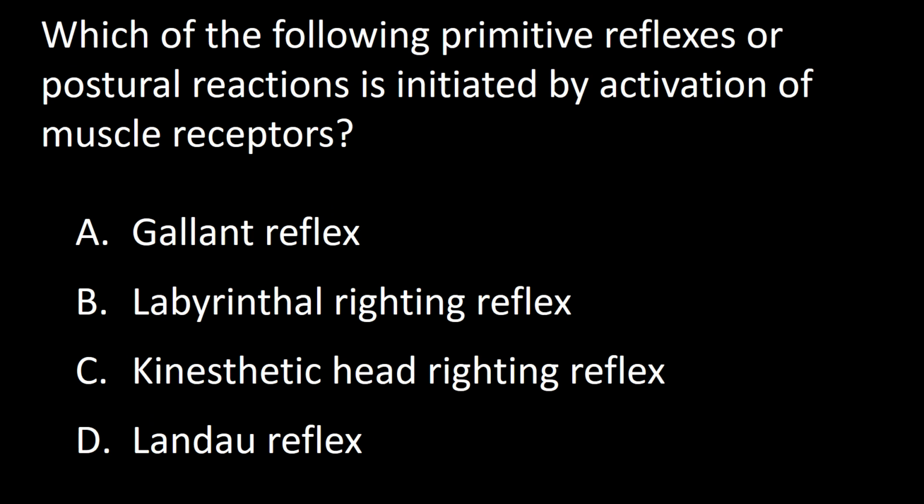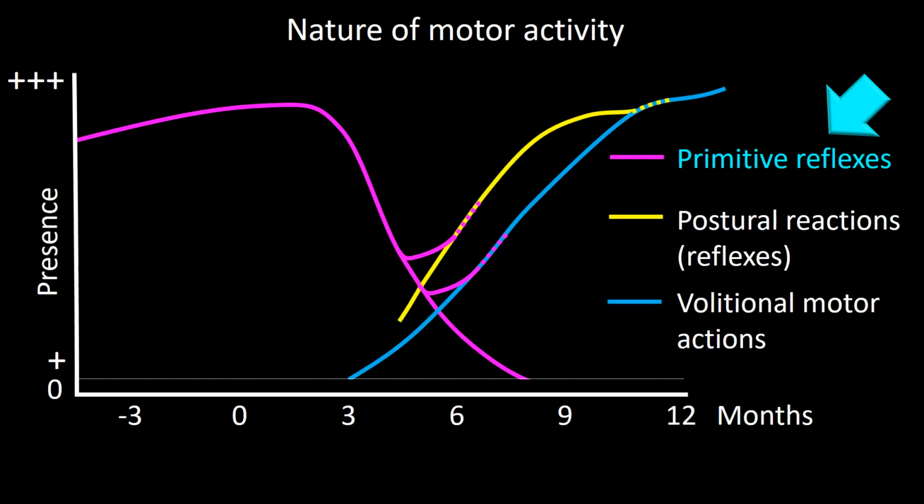Next question: which of the following primitive reflexes or postural reactions is initiated by activation of muscle receptors? A. Galant reflex, B. Labyrinthine righting reflex, C. Kinesthetic head righting reflex, D. Landau reflex. Primitive reflexes and postural reactions are both triggered by endogenous or exogenous stimuli and are not under voluntary control.